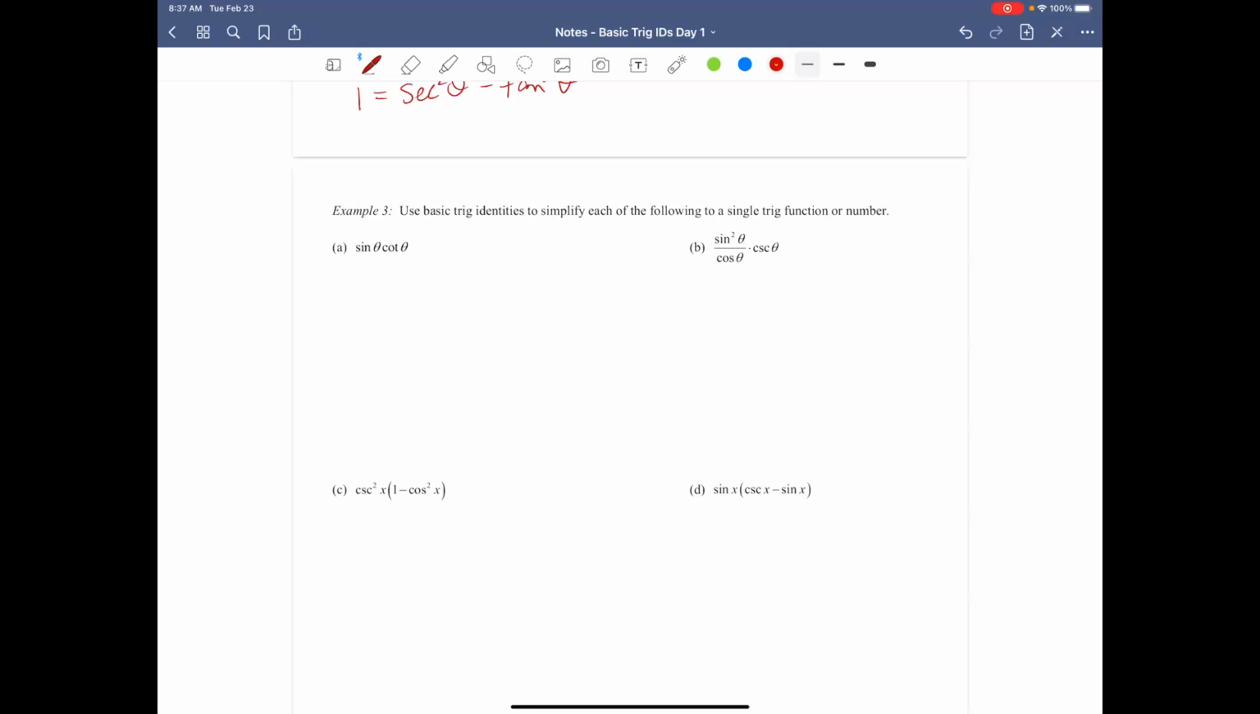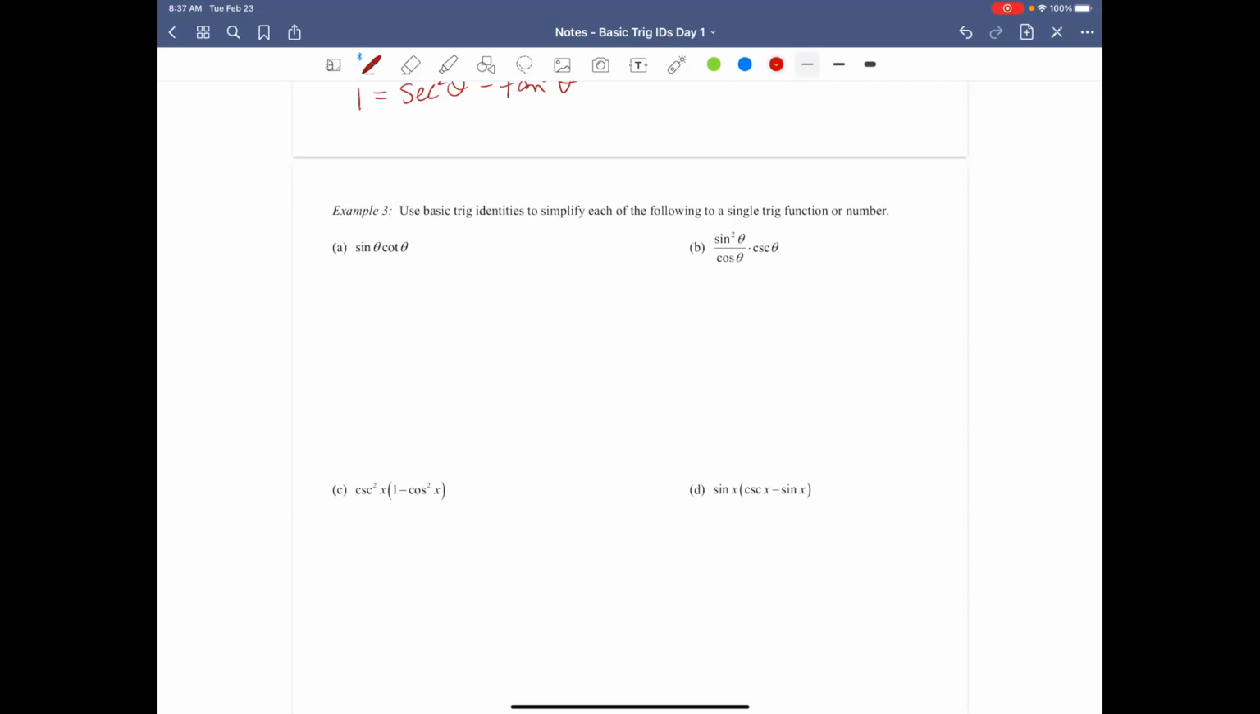In our first few example problems, what we want to do is use these basic trig identities that we discussed on the first page to simplify each of the following problems to a single trig function or number. Eventually, we will have a target in mind where you actually know what the answer is, and it's just your job to prove that the given expression equals the final result. But here, I'm not telling you what the answer is, and we're just going to use basic trig identities to simplify this to a single trig function or a number.